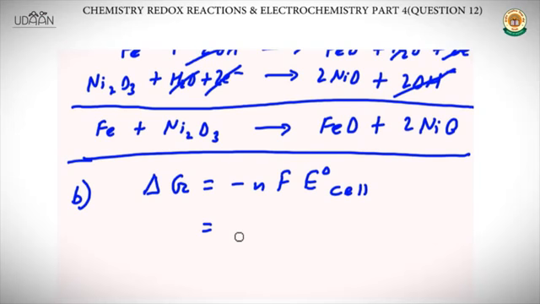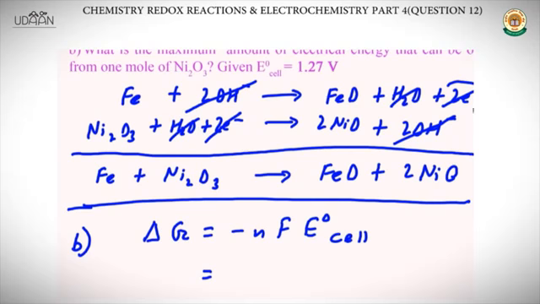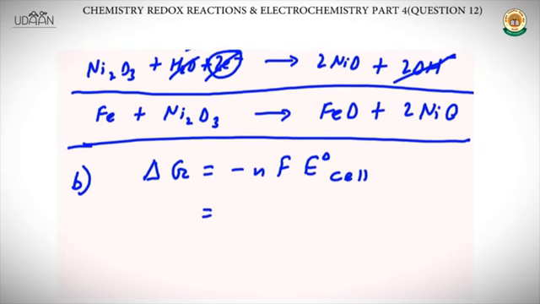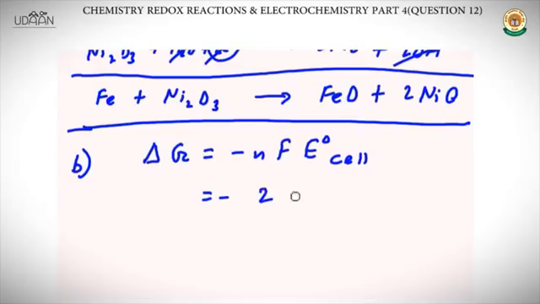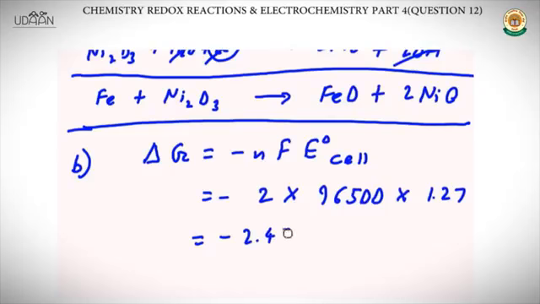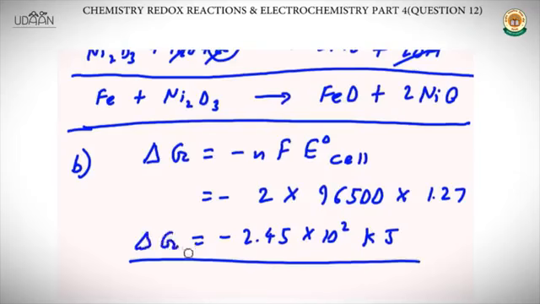Yeah. तो अब n की वैल्यू हमें निकालनी है, तो हम हाफ सेल से देख सकते हैं. It is 2 electrons, इसलिए हम काफ़ी आराम से n की वैल्यू लिख सकते हैं 2. Yeah. F की वैल्यू हमें पता है 96500. Yeah. और E naught cell हमें दिया हुआ है, which is 1.27. Hence we'll multiply these quantities and calculate the value of delta G, which comes out to be minus 2.45 into 10 to the power 2 kilojoules. Hence this would be the maximum electrical energy obtained. Right. This was a very easy question, but it was only a bit tricky.